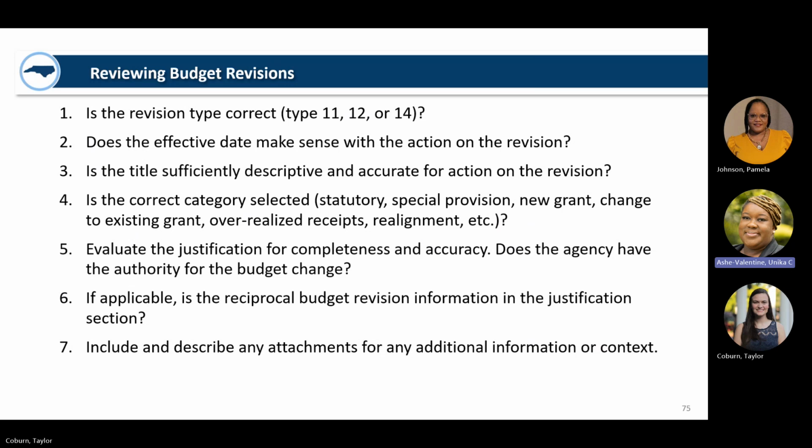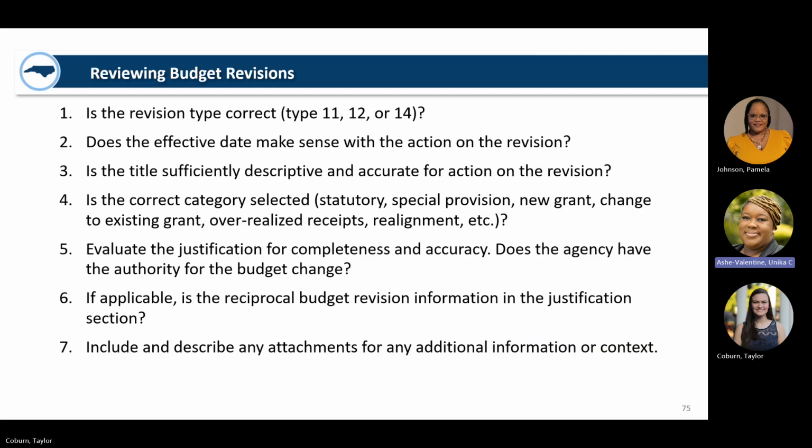Now that we have gone through the common errors that I found on budget revisions, here is a list of questions to ask yourself before you submit your budget revision. Is the revision on the correct type? Does the effective date make sense with the action on the revision? Is the title sufficiently descriptive and accurate for the action on the revision?